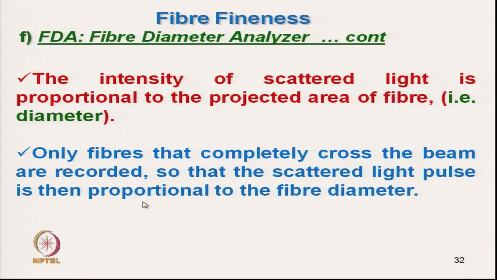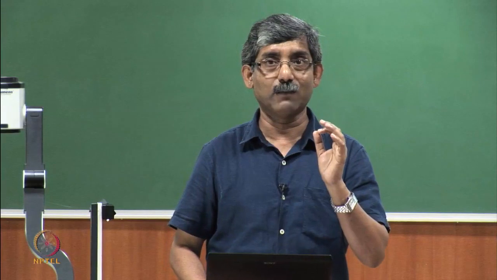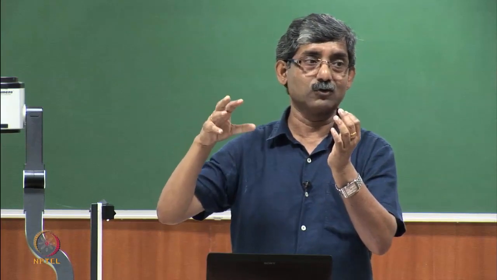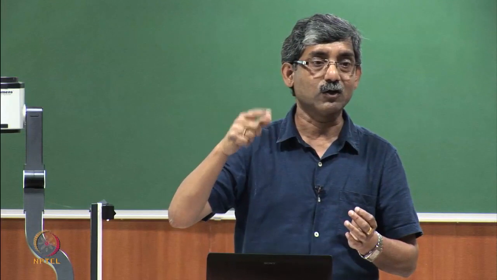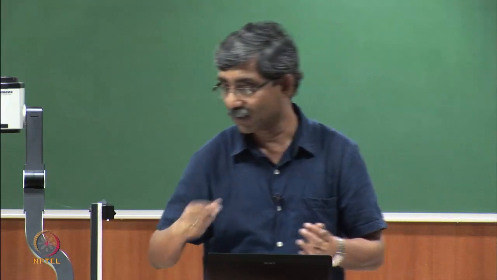Another arrangement made here is that only fibers that completely cross the beam are counted. There will be a few fibers which cross the beam only partially. The 200 micron diameter circular beam is fixed, and the slurry is moving.